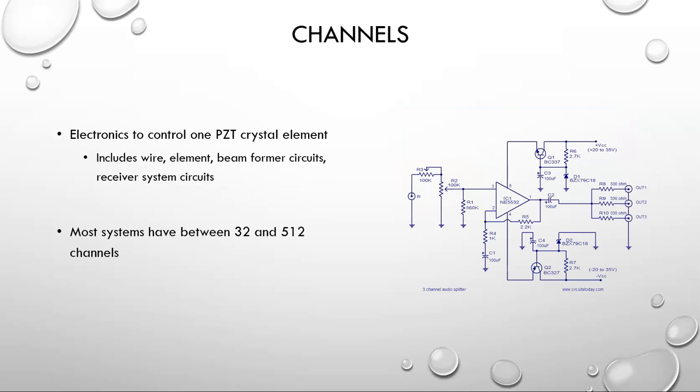With each transducer element, you have a channel that goes to it. When I say a channel, I mean this is a wire, an element, beamformer circuits, and receive system circuits that are all associated with each little crystal element in the transducer. So most systems will have somewhere between 32 and 512 channels, depending on the manufacturer's choice. Some systems have even more than 512, but they've learned today how to make these without quite so many individual wires, and so our cables have started to get a little bit lighter again. But a channel is the electronics that are used to control each and every element of our crystal.